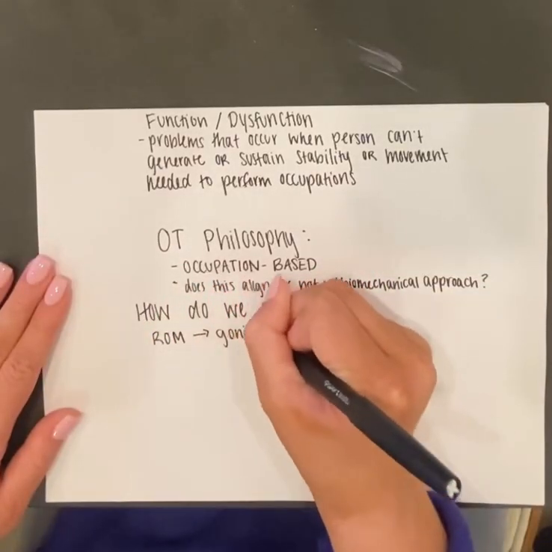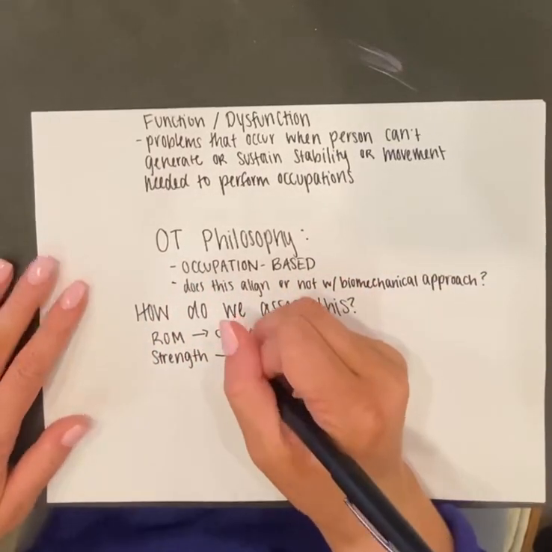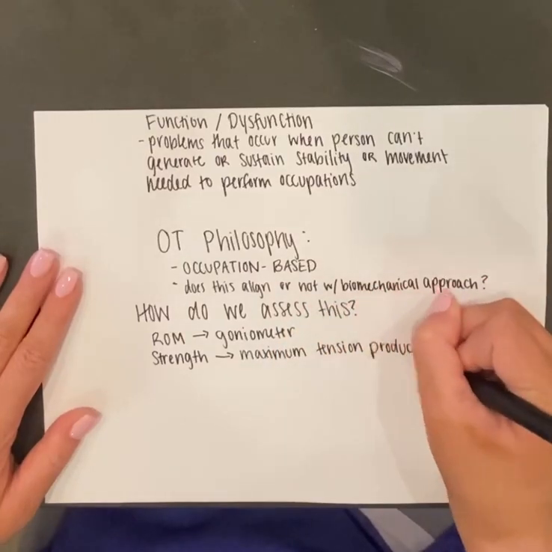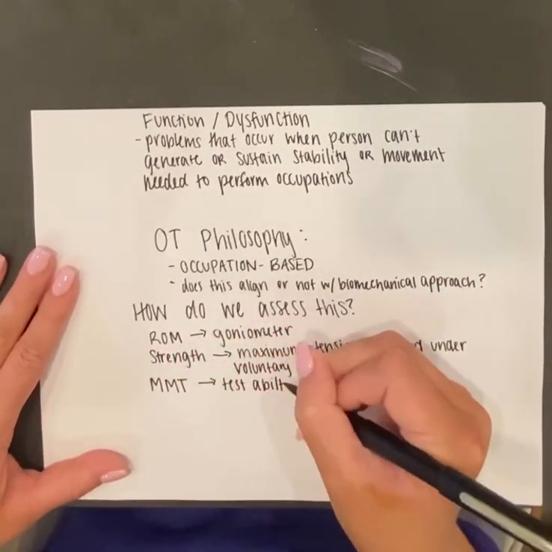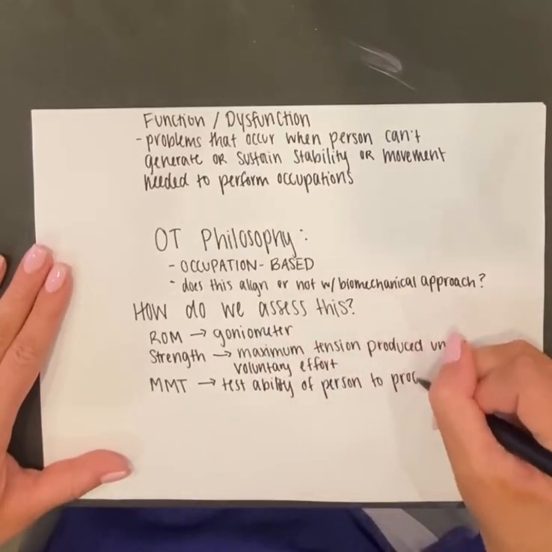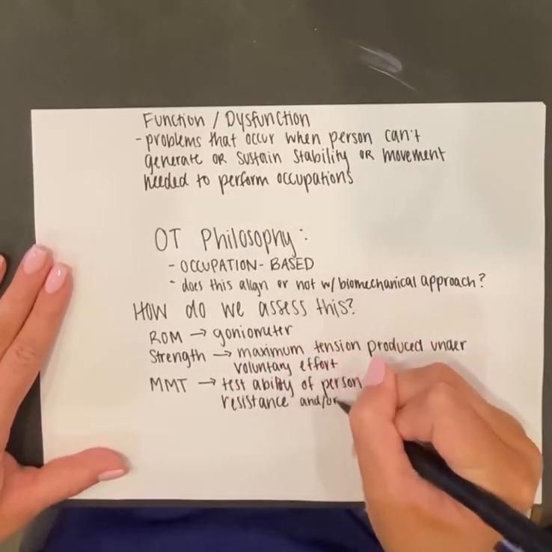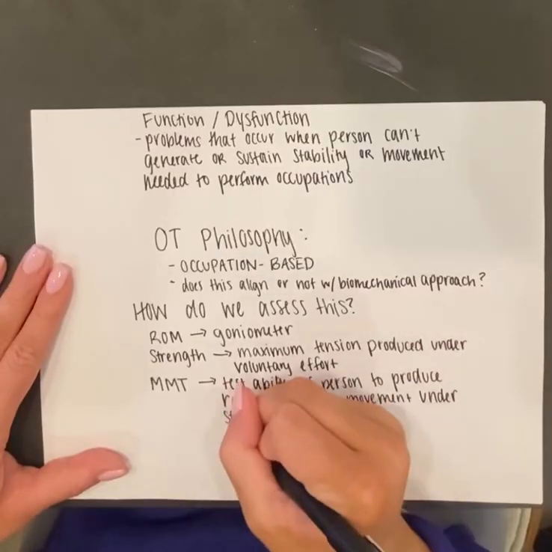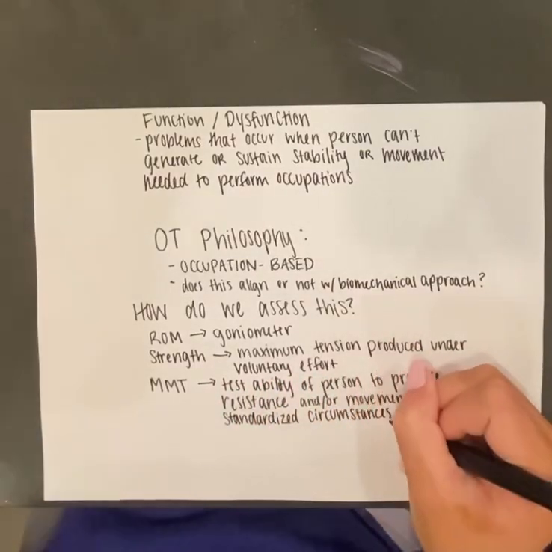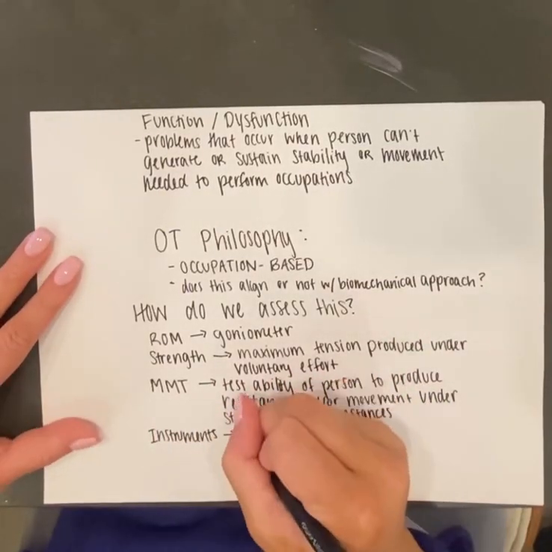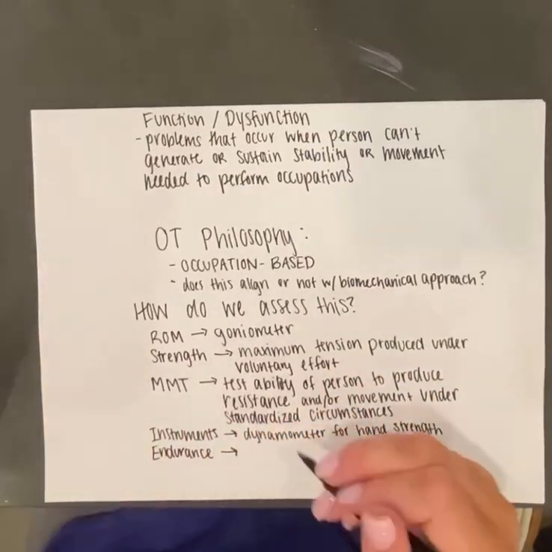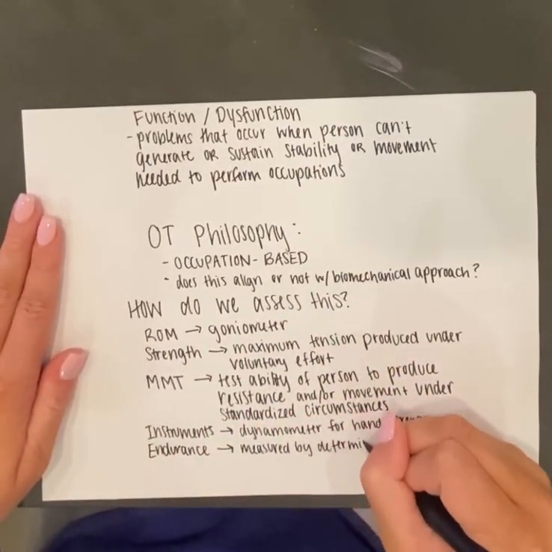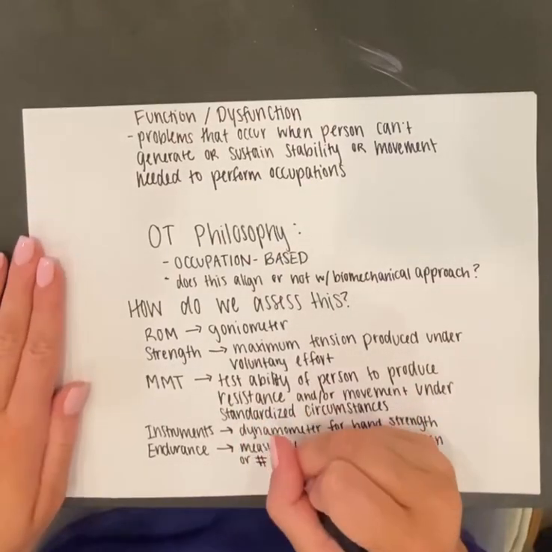We look at range of motion using a goniometer, strength, manual muscle testing, instruments, and endurance. So with our strength here, we're looking at the maximum tension produced under voluntary effort. Muscle testing is testing that ability to produce resistance. Instruments like a dynamometer for hand strength, and endurance looking at the intensity, frequency, and duration measured by determining the number of reps before fatigue.